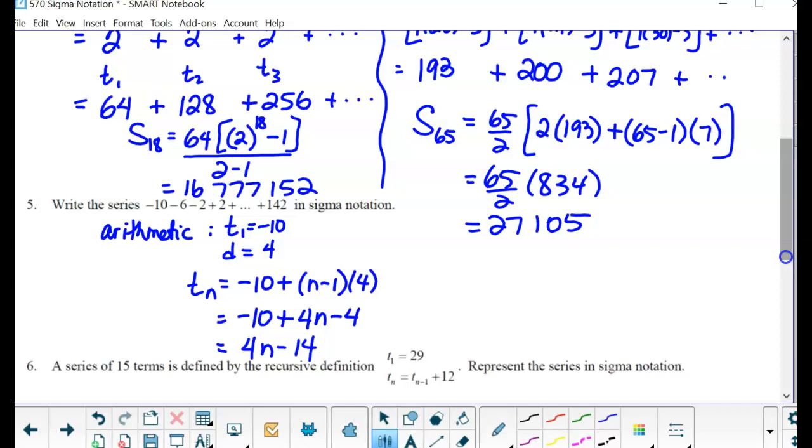Okay. Collect like terms, put it in descending order of degree. And always check. Okay, when n equals 1, do I get negative 10? Yep. When n equals, let's say, 4? Do I get 2? Yep.